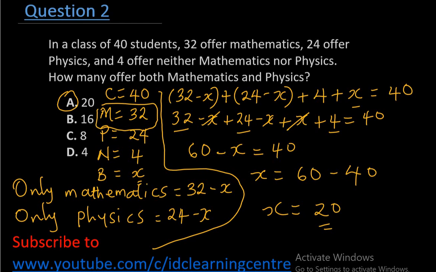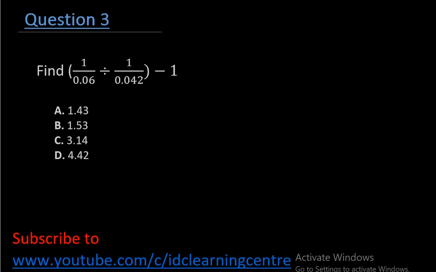Alright, let's look at the third question. Question 3 says, find, we have this, 1 over 0.06 divided by 1 over 0.042, close bracket, minus 1. The first thing we need is to make this denominator a whole number. To do that, we move the decimal point 1, 2. So here, this 6 will be a whole number. Since I moved the decimal 2 places to make the denominator a whole number, I'll add 2 zeros to the numerator. Then make the second denominator a whole number.